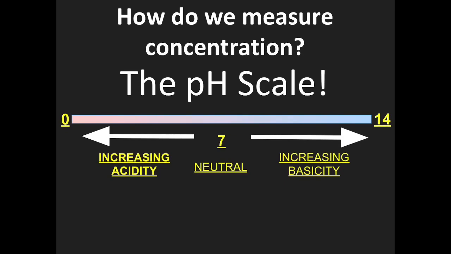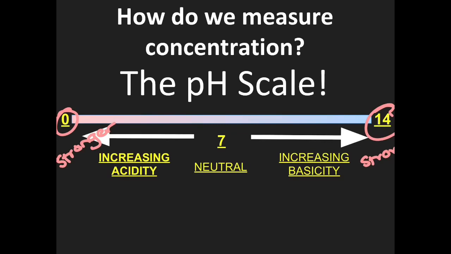So how do we measure the pH? How do we measure concentration? That's where we came into our pH scale. Increasing acidity as we go towards 0. So the closer to 0 you are, the stronger your acid is. And then the closer you get to 14, the stronger your base is.